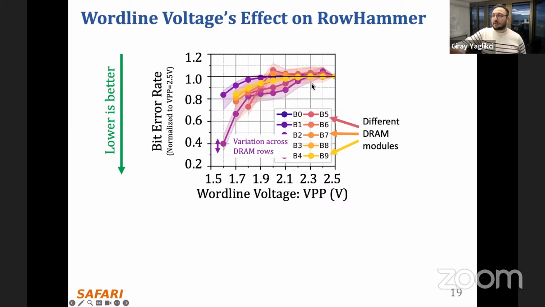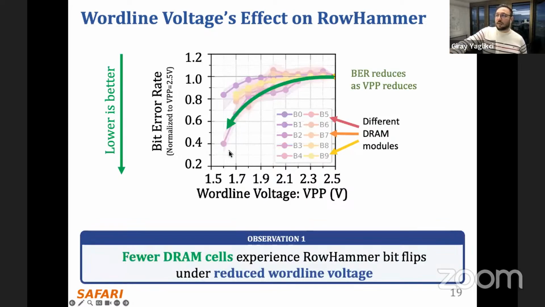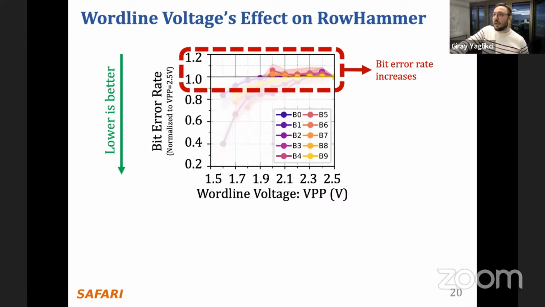Different colors here identify different DRAM modules from this manufacturer B. These shades also show how the behavior varies across different DRAM rows within the DRAM chip. We observe that there is a general trend that is decreasing. So bit error rate reduces as wordline voltage reduces. So fewer DRAM cells experience RowHammer bit flips under reduced wordline voltage.